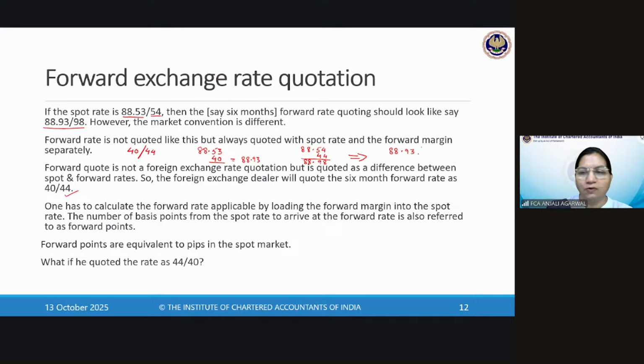So you are able to calculate the forward rate as 88.93 oblique 88.98. Okay. So one has to calculate the forward rate applicable by loading the forward margin to the spot rate. And the number of basis points from spot rate to arrive at the forward rate is also referred to as the forward points. This will also be called swap points. So you have to look at that, right?